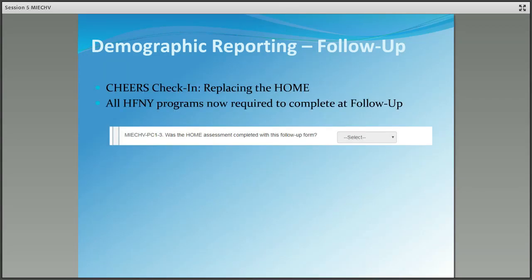All Healthy Families programs in New York will now have to answer or complete the CHEERS check-in at each follow-up visit, not just MIECHV programs. This item, as you can see on the slide, will probably move to a different tab, since everybody will have to answer it or do it. So we'll let you know where it ends up being at another time, or when we decide, actually.